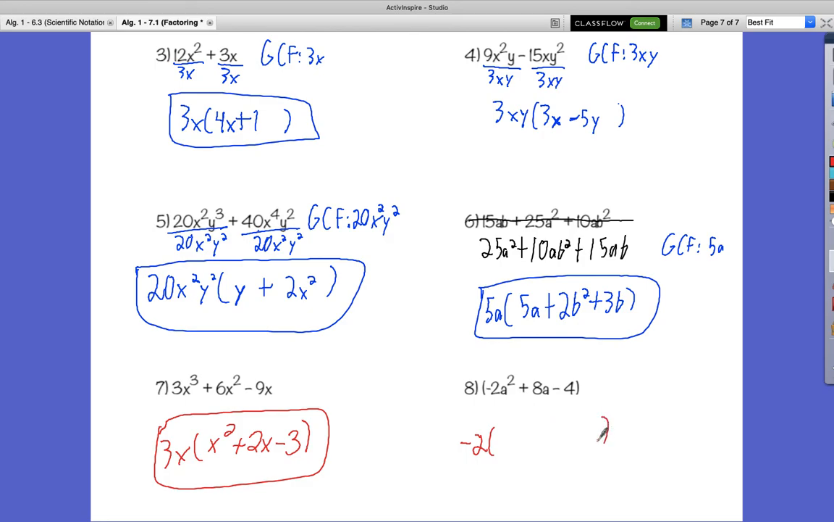The reason why is we want our first term to end up positive. We look at the first term, and we say we want that to be positive. So if we factor out a -2, what is -2a squared divided by -2? It's positive a squared, which is what we wanted. Minus 4a, because 8a divided by -2 is -4a. Plus 2. Notice how we changed our signs though?